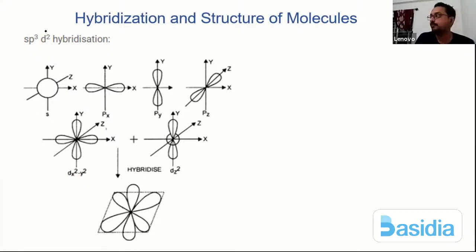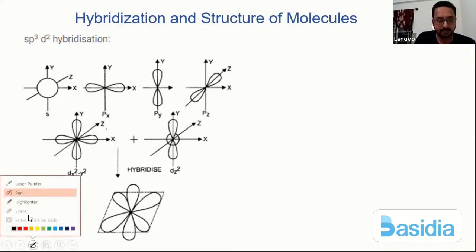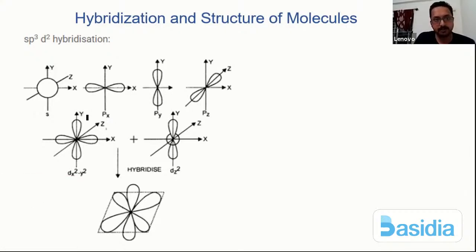SP3D2 hybridization. So in the SP3D2 hybridization, what do I understand here? There is an s orbital involvement. There are 3 p orbitals involved. Obviously, when I say 3 p orbitals, it has to be one along the x-axis, y-axis, and another along the z-axis, correct? These are the only 3 p orbitals. The other thing we have to understand here is there is again an involvement of a dz square orbital, and along with that there is also an involvement of the dx square minus y square orbital.